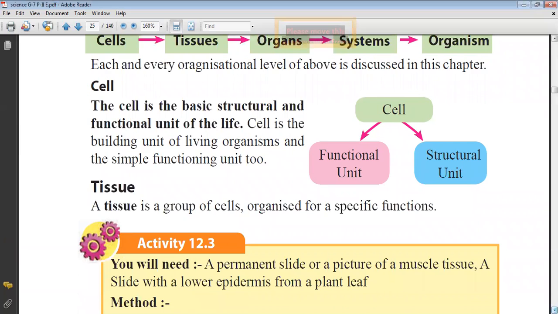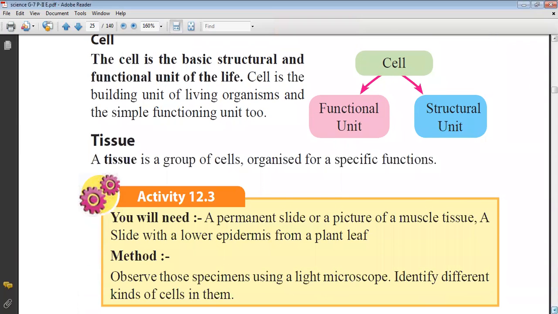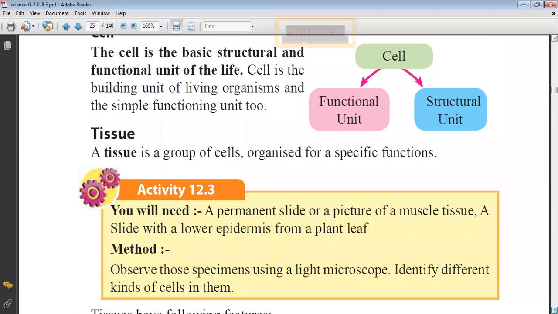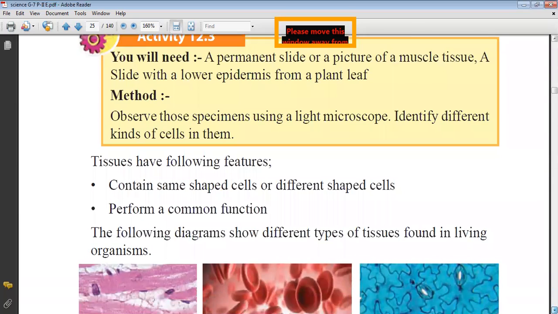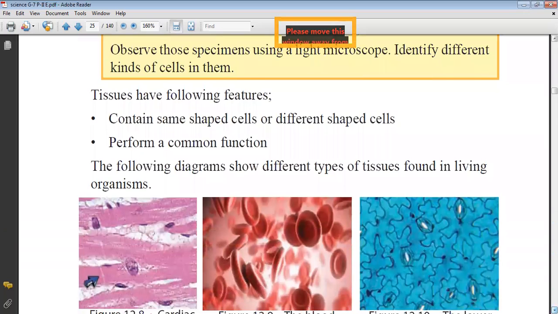A tissue is a group of cells organized for specific functions. Here let's do activity 12.3. You will need a permanent slide or picture of a muscle tissue, and a slide with a lower epidermis from a plant leaf. Observe those specimens using a light microscope. Identify different kinds of cells in them.